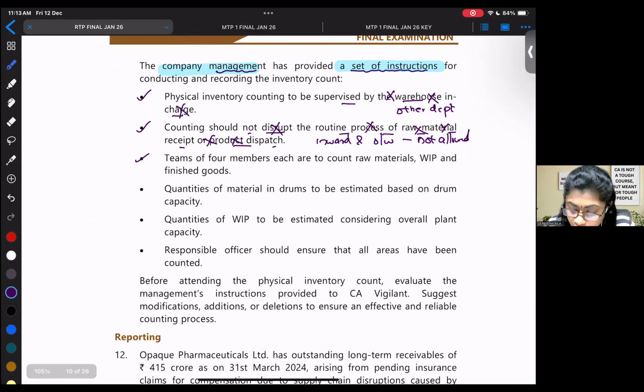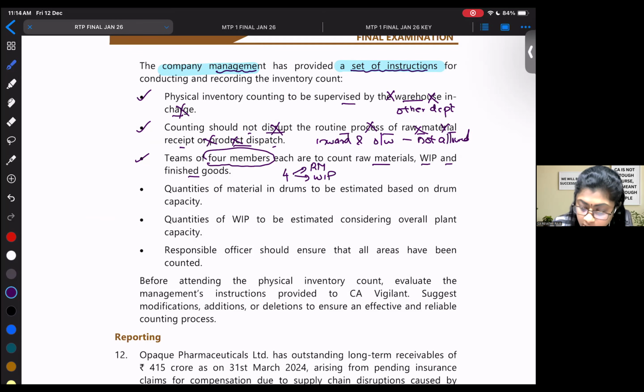Next one. Team of 4 members, each to count raw material, work in progress, and finished goods. Any issue in this? First two, we said the issue. In the third one, any issue? See, 4 members are there. Out of the 4 members, who will see raw material? Who will see work in progress? Who will see finished goods? Is there any segregation? In big audits in your firm, the principal will say, you see this one, you see that one. There is no segregation of duty here. They should have specified who should do what. They did not specify.